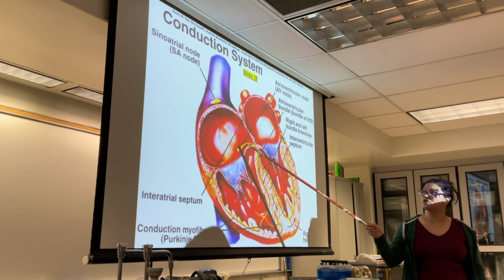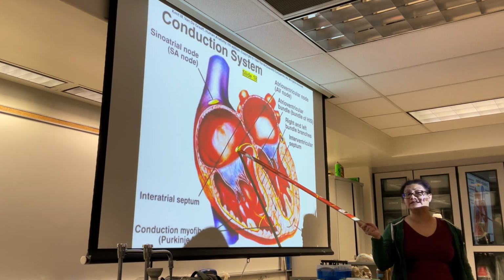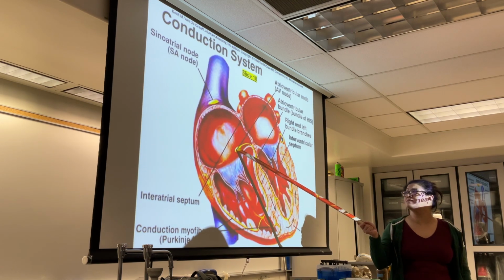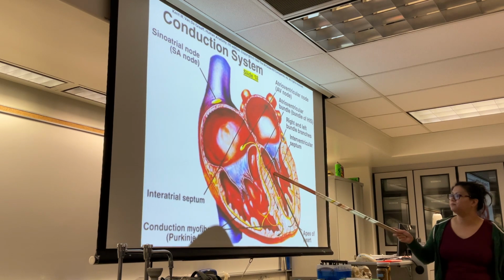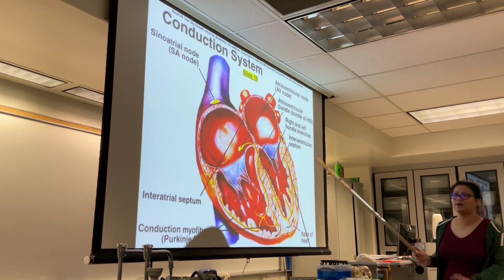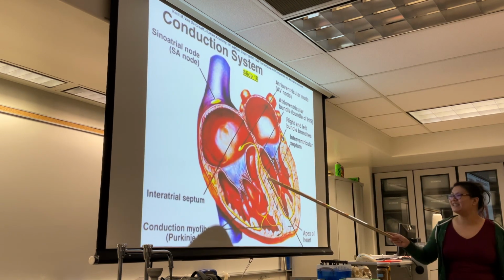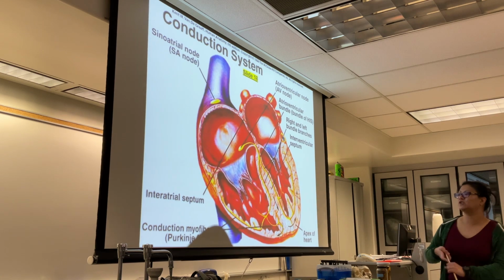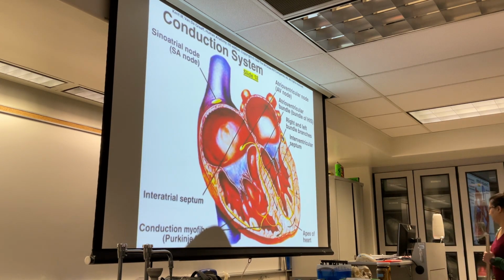It sends the message over to the AV node, okay? From there, the AV node will delay it a little bit before it sends the message out through the bundle of His, and then down the bundle branches and around, what do you call these guys here? The ones that wrap around the ventricles? Purkinje fibers, great. And then the Purkinje fibers is what makes your ventricles contract.